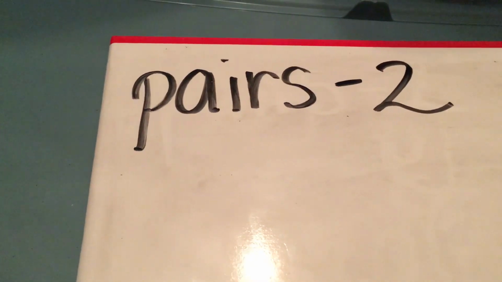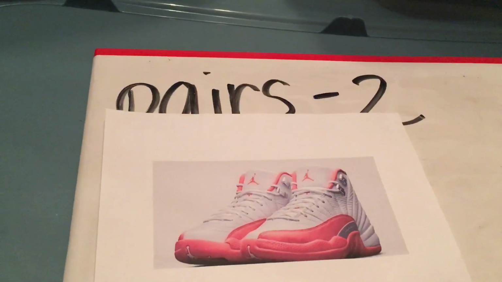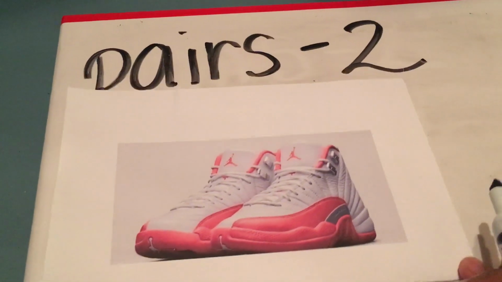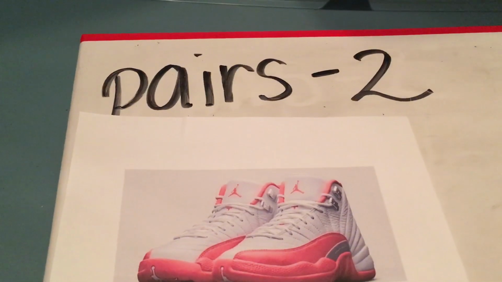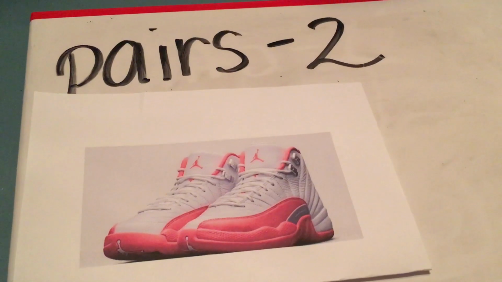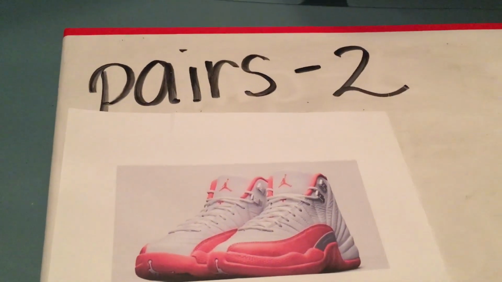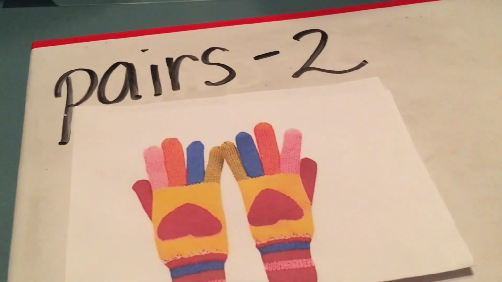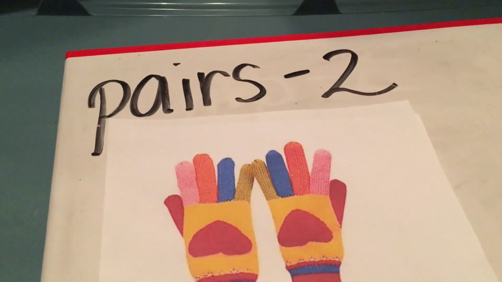So there are some things that come in pairs. For example, you have those. What are those? They're shoes. You're right. So shoes come in pairs. So if you have a pair of shoes, that means you have 1, 2 shoes. So shoes come in pairs, and pairs means 2. All right. Another example, gloves. Gloves also come in pairs, and remember, pairs means 2.